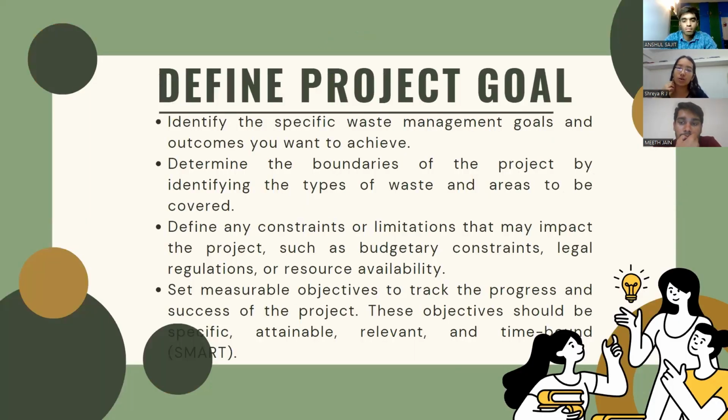The first step is defining the project goal. It is to identify the specific waste management goals and outcomes you want to achieve. Then we determine the boundaries of the project by identifying the types of waste and areas to be covered. Define any constraints or limitations that may impact the project, such as budgetary constraints, legal regulations, or resource availability. Set measurement objectives to track the progress and success of the project. These objectives should be specific, attainable, relevant, and time-bound. That is SMART.